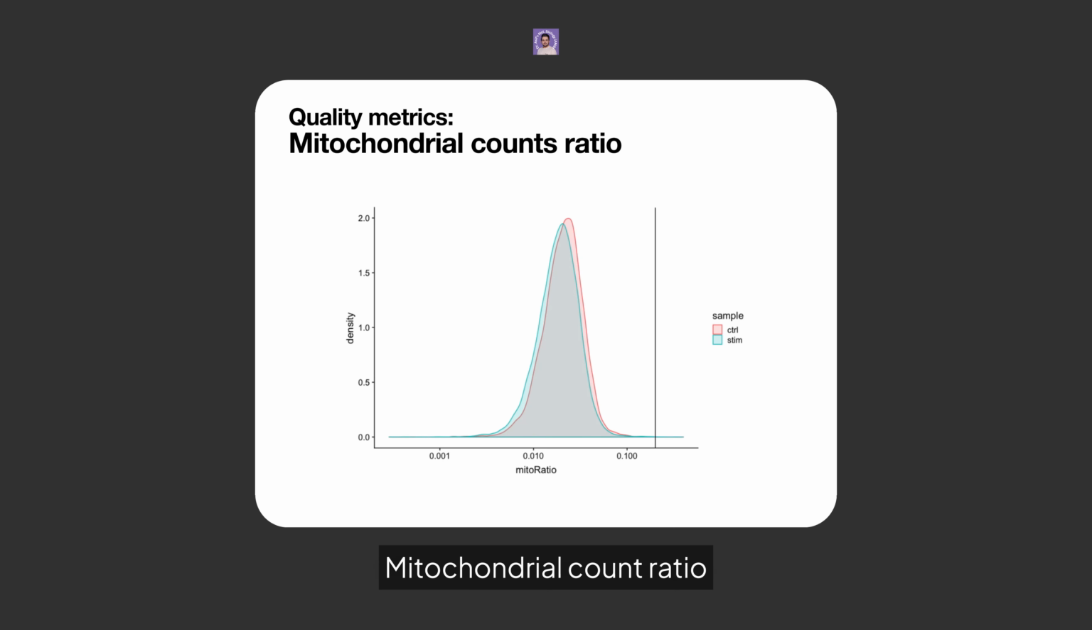Mitochondrial count ratio is a key stress indicator. Elevated mitochondrial RNA suggests damaged or dying cells. We visualize the distribution across samples and set an upper cutoff. Cells exceeding this ratio are removed to prevent stressed states from dominating clustering and interpretation.